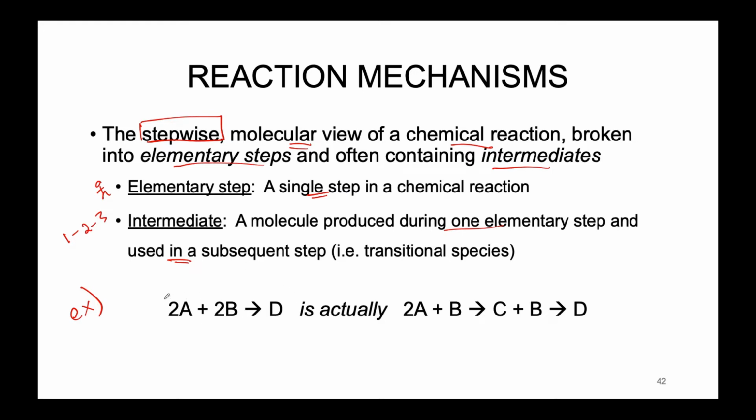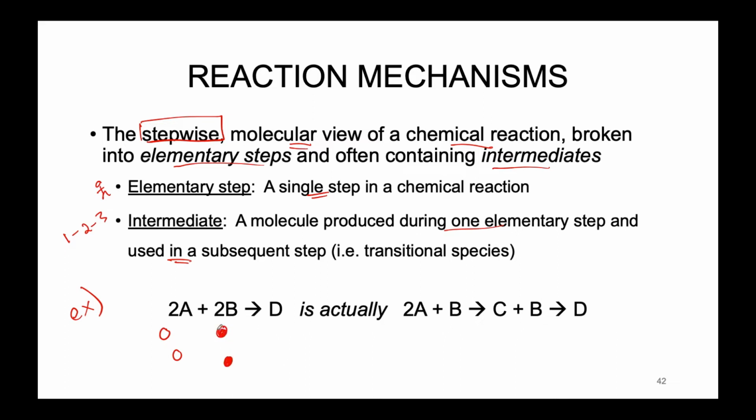Let's say that we are looking at this overall reaction where we have two either elemental or molecular species, A and B, coming together to create some final product, D. Well, we can break down what this reaction looks like. Molecularly speaking, we have two A's and two B's.